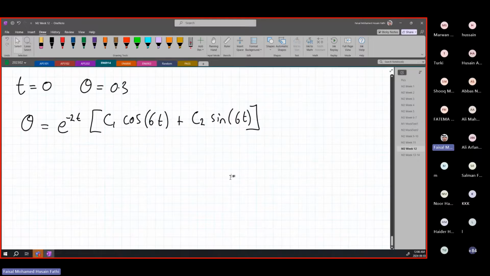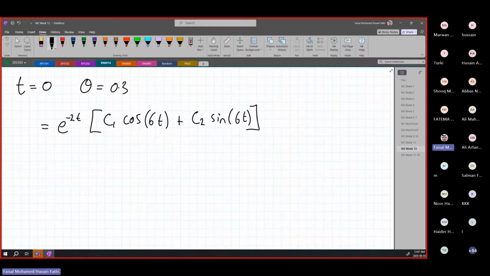Okay, so what does this mean? This means that theta, we're going to remove it, it's going to be 0.3. So this theta is 0.3, and t equals 0. We are going to replace all the t's here with 0. So this is 0, this is 0, and this is 0. Okay? E to the power of 0 is what? Anything to the power of 0 is what? So we have 0.3 is equal to, anything to the power of 0 is just 1.